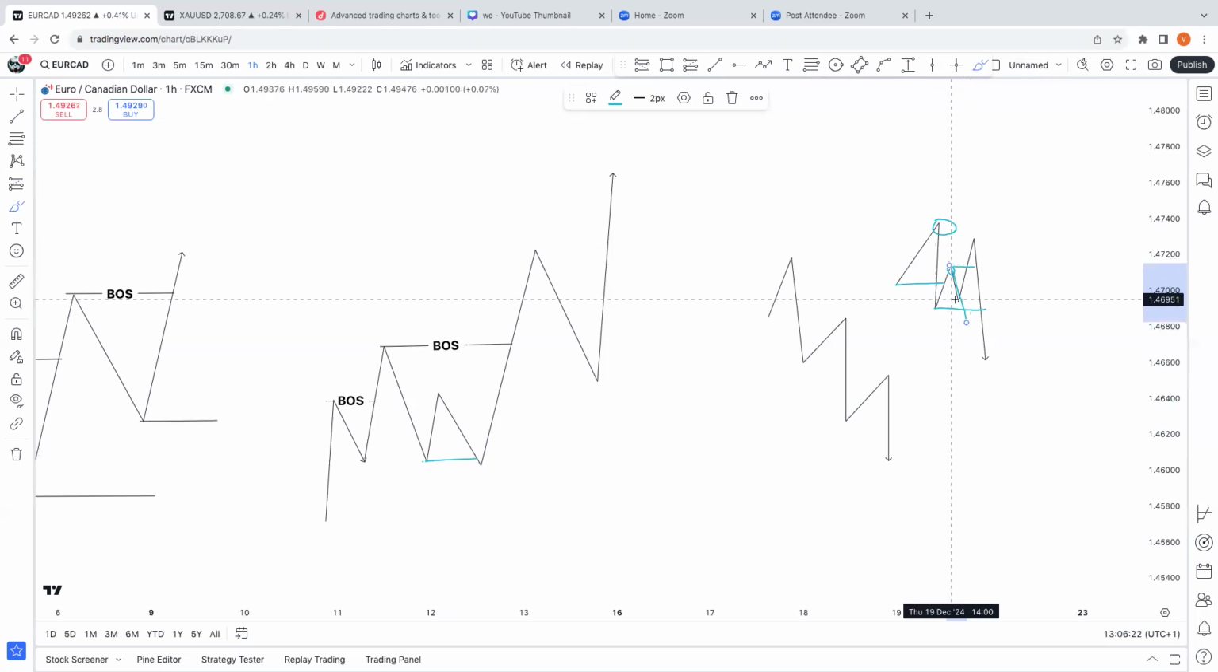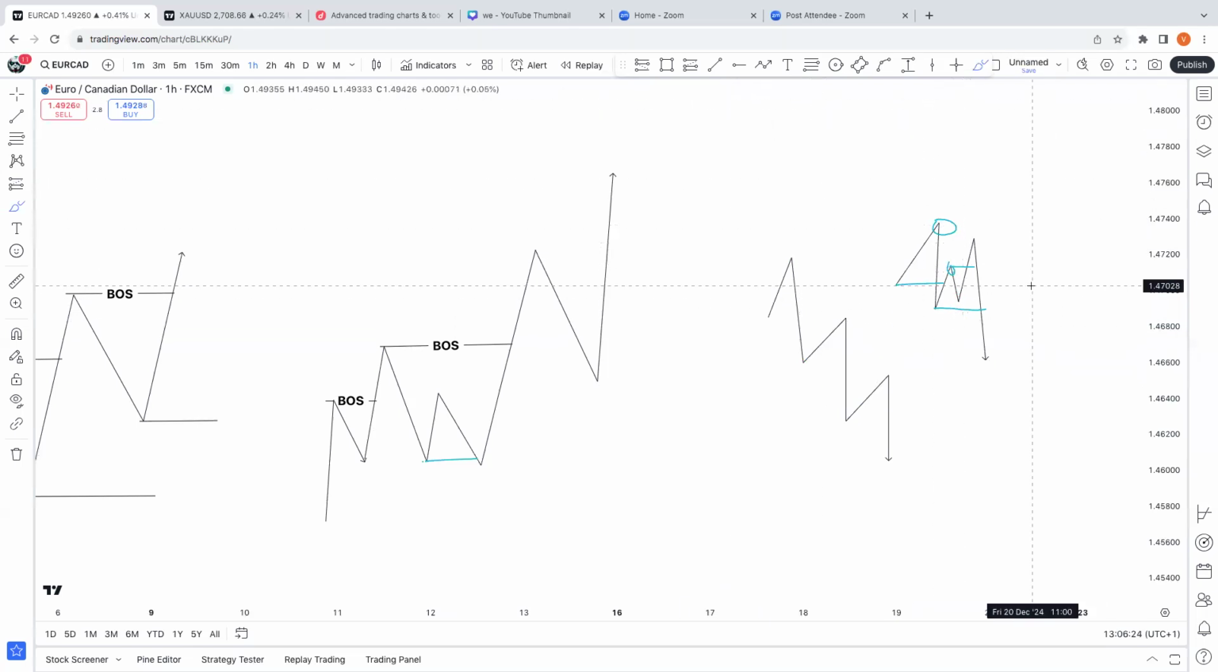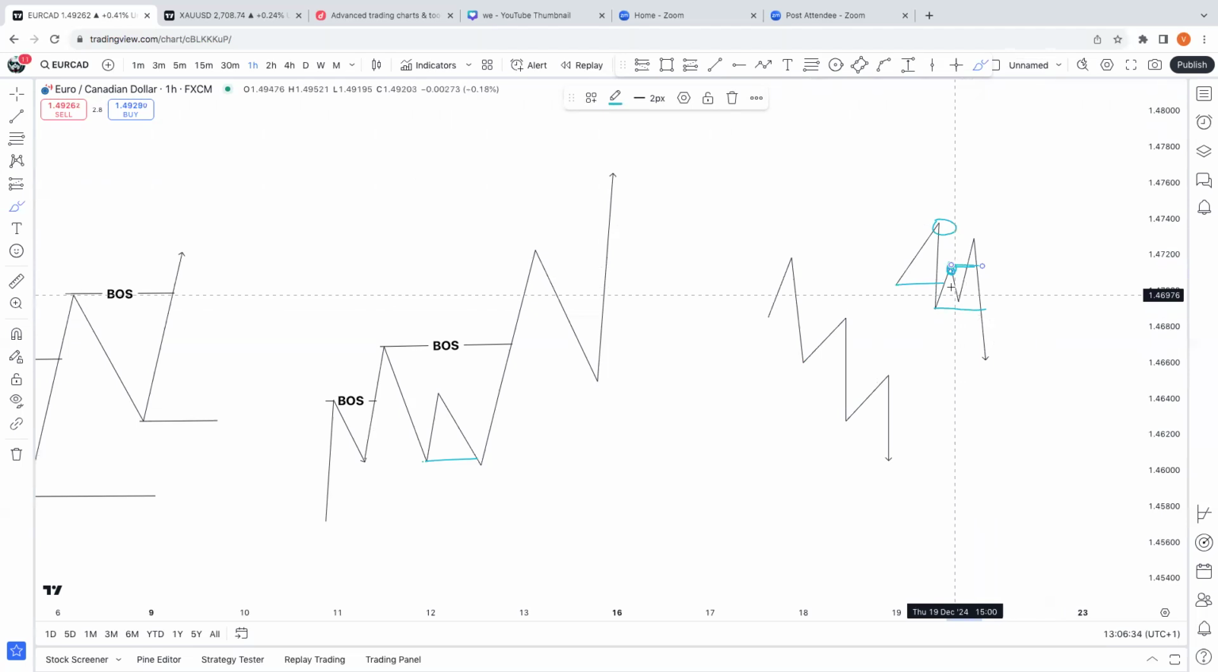Right? But it failed. So price had to take it out because it's a weak high. We refer to such highs as weak highs. So this is a weak high because it failed to create a new low.